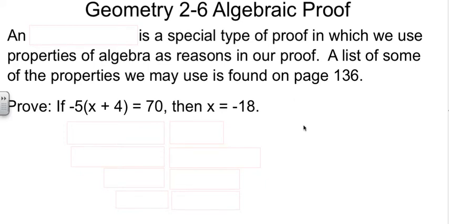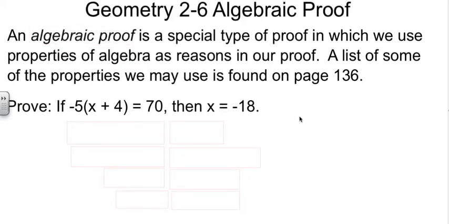This is Geometry, Chapter 2, Section 6, in which we will study the algebraic proof. Remember last time we talked about the beginnings of the idea of proving things, needing statements and reasons to support our statements, and trying to get from the given information to the final conclusion. We can do this not only in the paragraph form that we did last time, but we can also talk about it in an algebraic form.